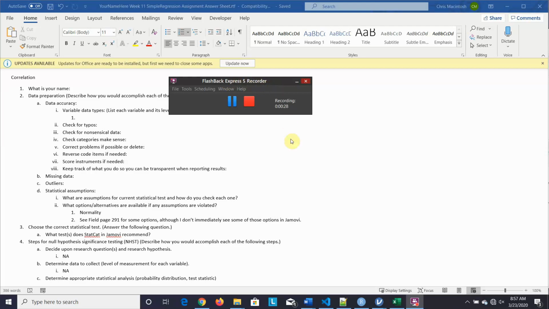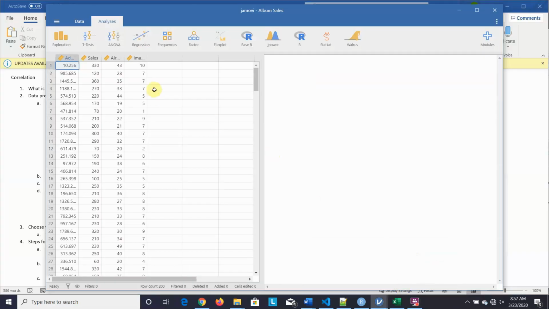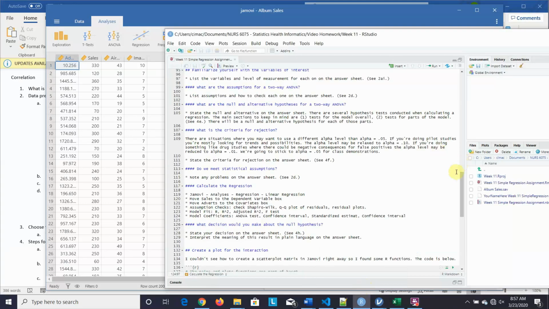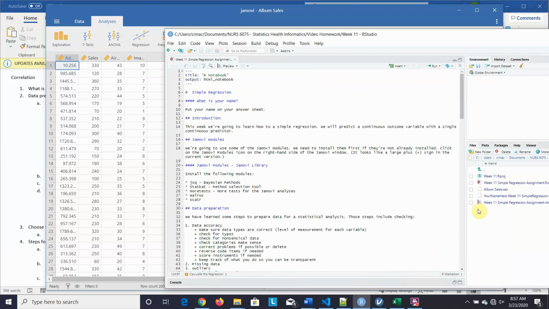Anyway, so I already have my data set open, and you want to follow along in the assignment. I've got it listed out here in R, and there's an answer sheet.